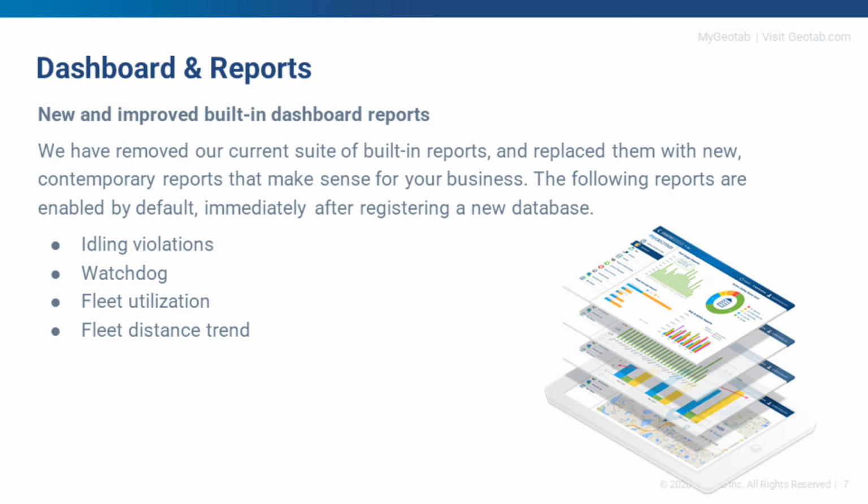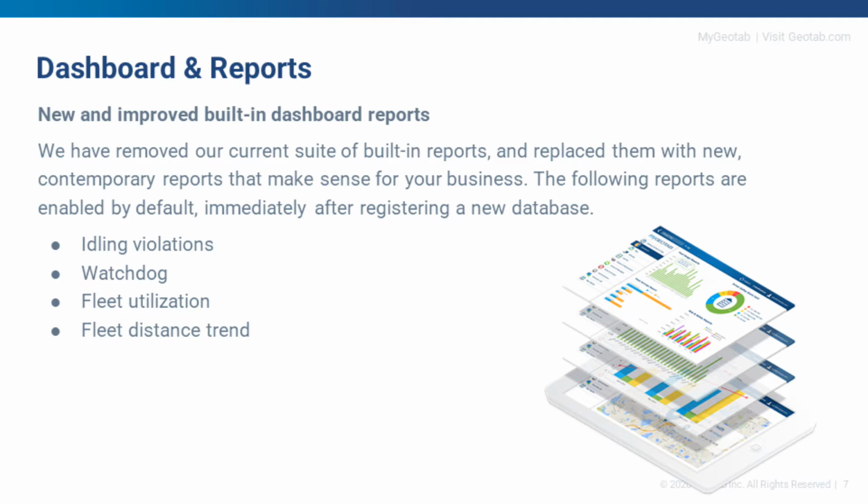Next is dashboard and report. So we have a new and improved built-in dashboard design with our reports. We removed our current suite of built-in reports and replaced them with new contemporary reports that make sense for your business. The 4 following reports will be immediately entered into your database once you create it. Those will be the idling violations, the watchdog report, the fleet utilization, and the fleet distance trend report.